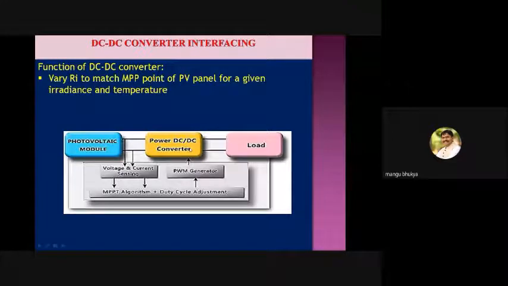This interface circuit means an electronic circuit. This circuit is nothing but what we call an MPPT, the tracker. This DC-DC converter is the MPPT tracker. But generally people will say MPPT charge controller. See, charge controller is different and MPPT tracker is different. Charge controller is related to the battery.